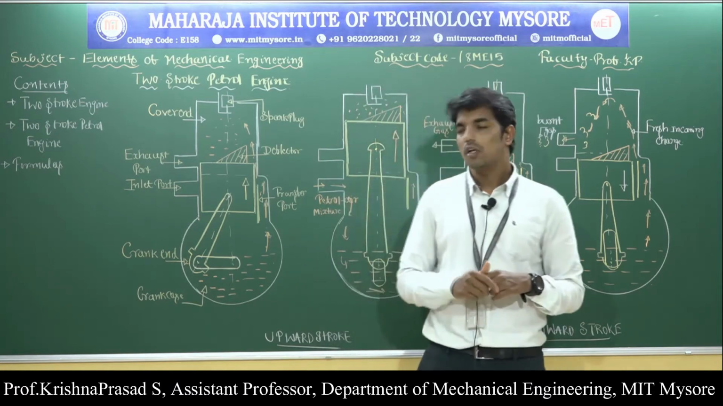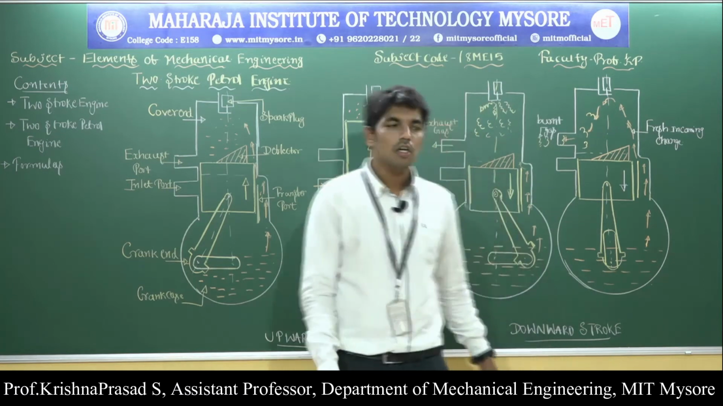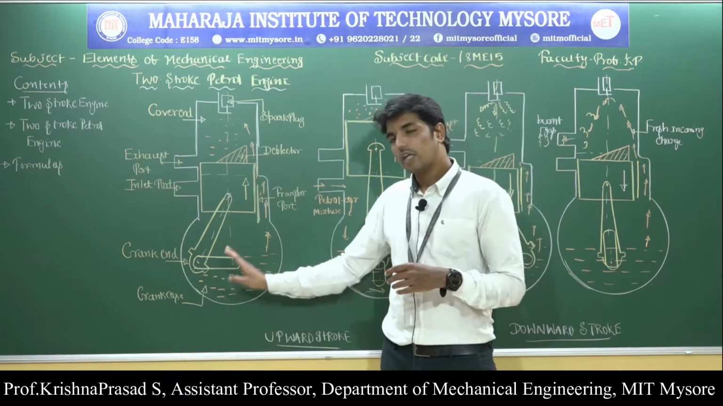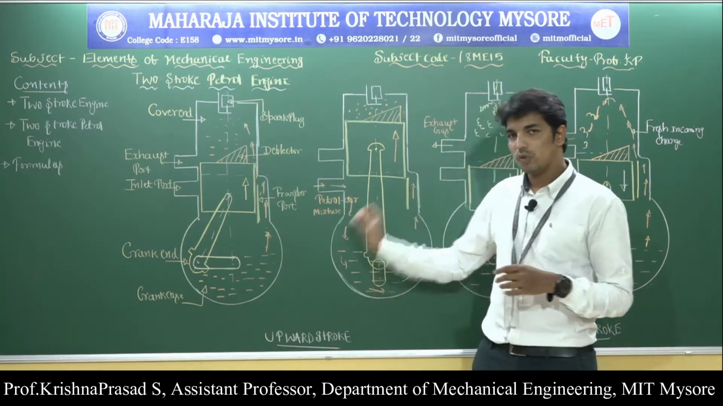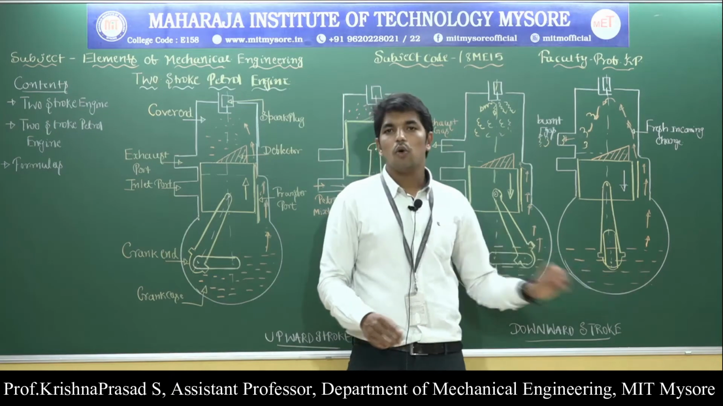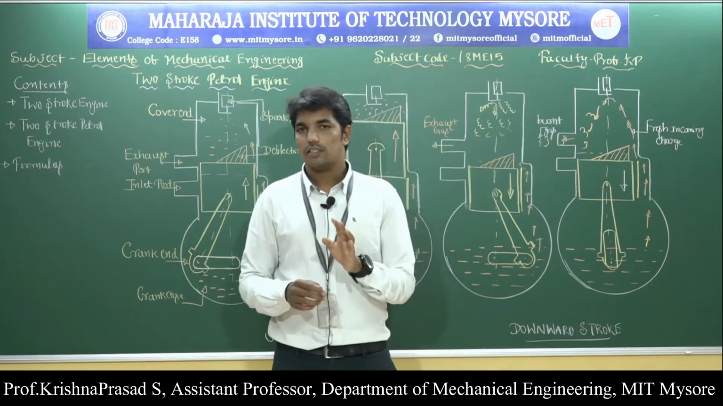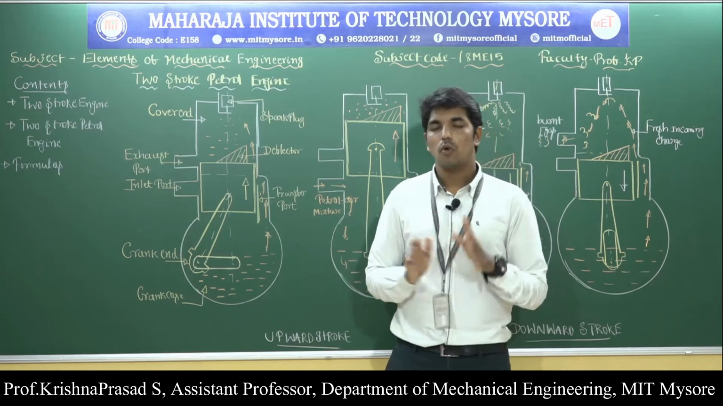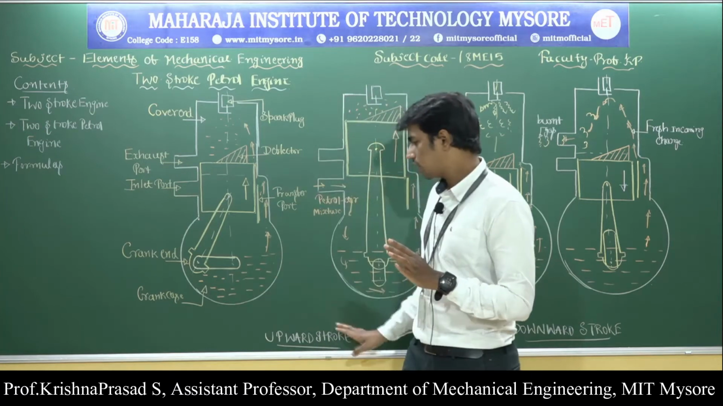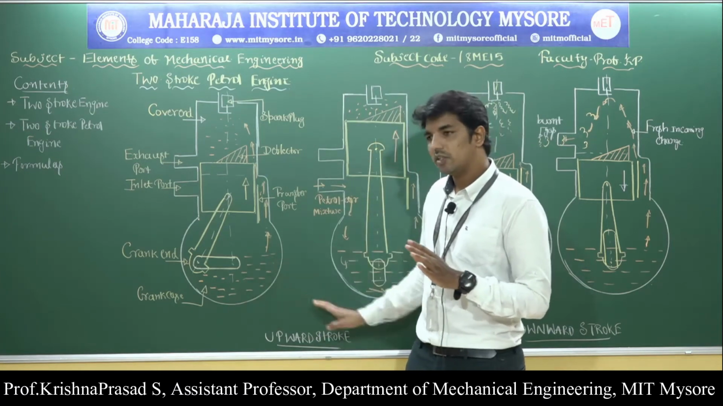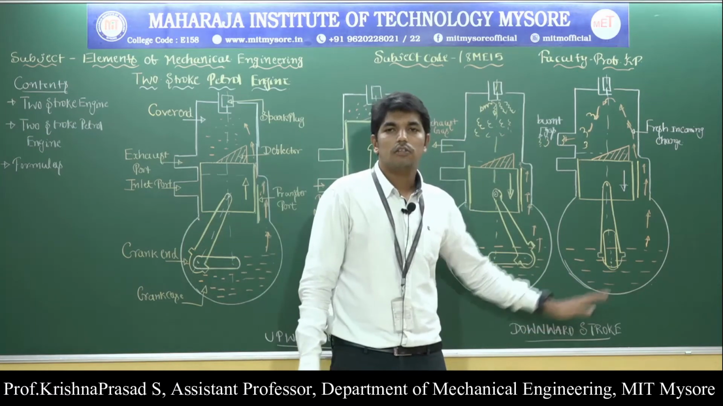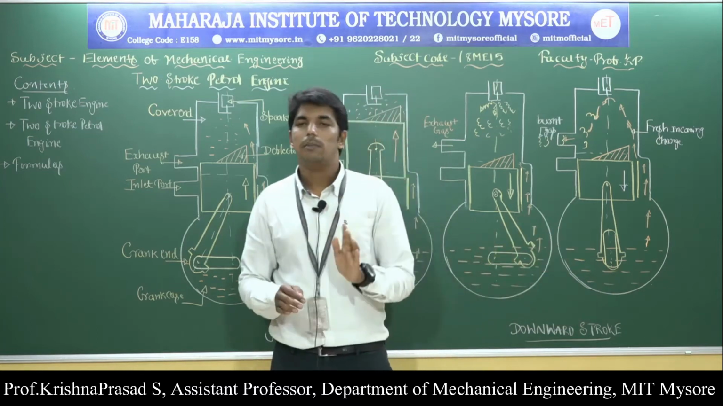Then what are the 2 strokes? One is called the upward stroke, the other is called the downward stroke. Very simple. In the upward stroke, compression and suction take place together. In the downward stroke, power and exhaust take place together. So that is the upward stroke and the downward stroke. Similarly, as in the four-stroke petrol engine, the 4 operations take place: suction as well as compression take place together during the upward stroke, and power as well as exhaust take place together during the downward stroke. That is very much important.